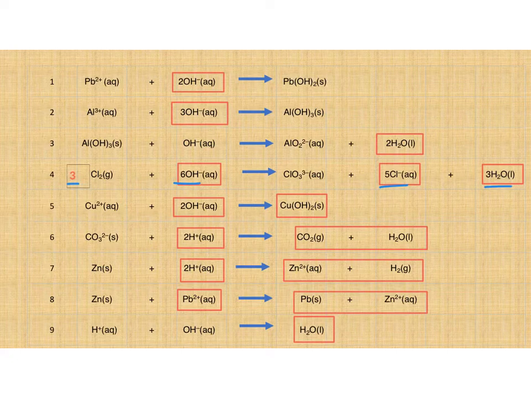So copper 2 plus and hydroxides obviously gives you copper hydroxide as a solid. Question 6 is the reaction of a carbonate with acid, and zinc with acid to give you hydrogen. Question 8 is a straightforward redox reaction, and question 9 is neutralization. So hopefully you managed to get those okay.